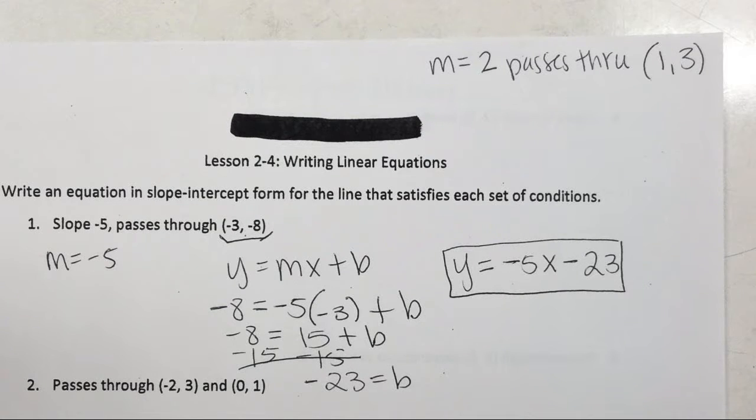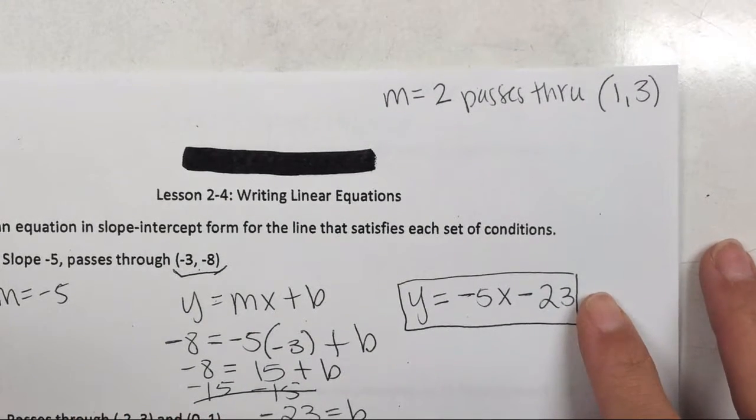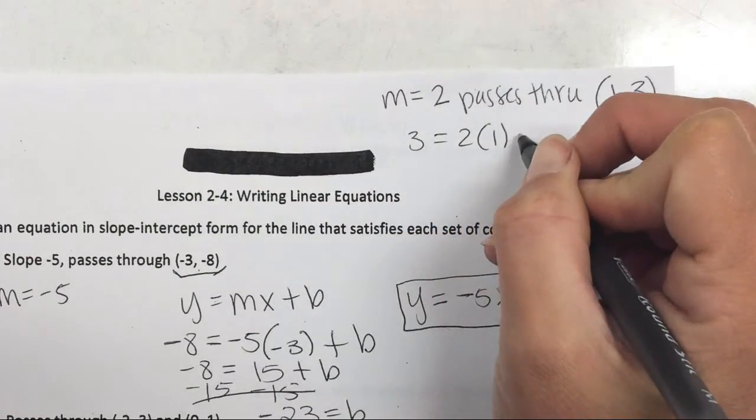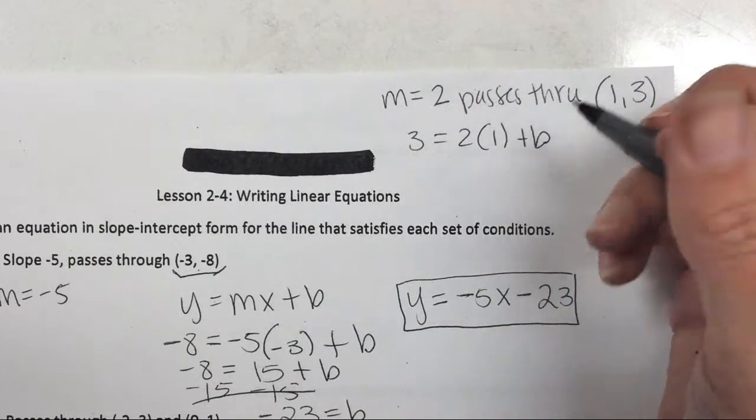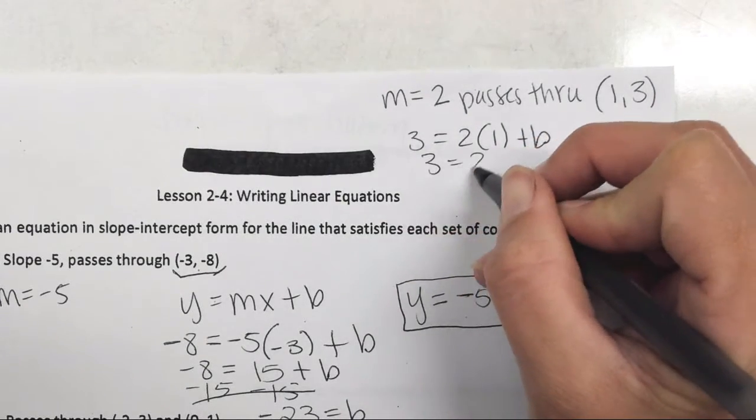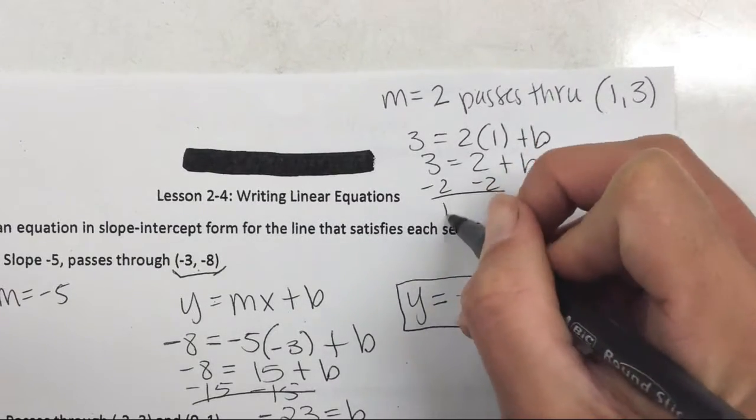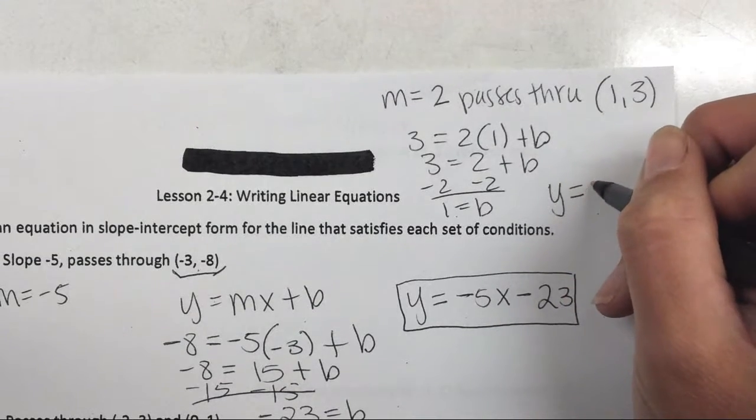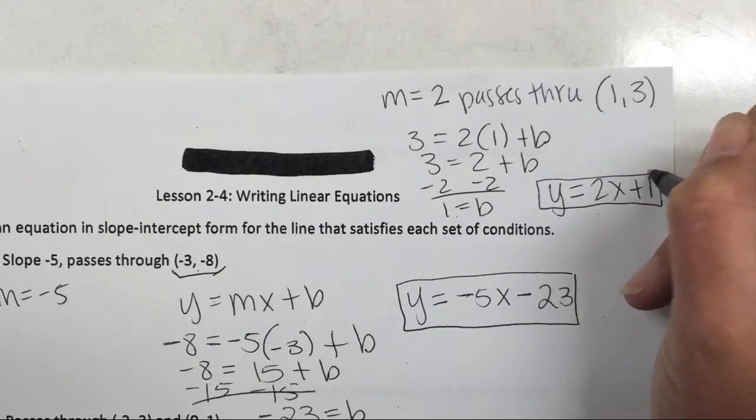Alright, anybody want to help me out with this one? Alright, Jess. Tell me the first thing I need to do. Very good. Now what? Good. So b is 1. So tell me my final equation. Perfect. Any questions about that one?